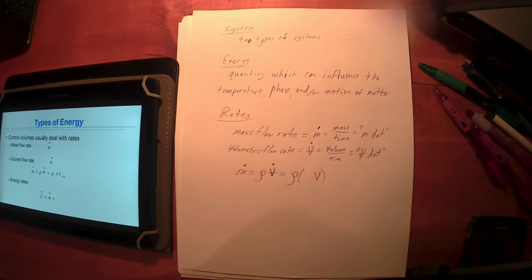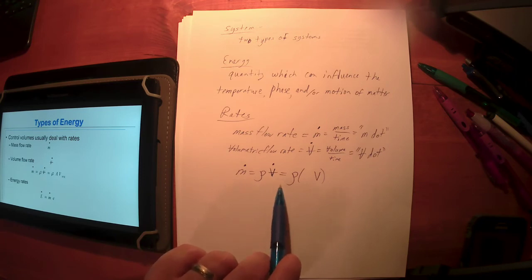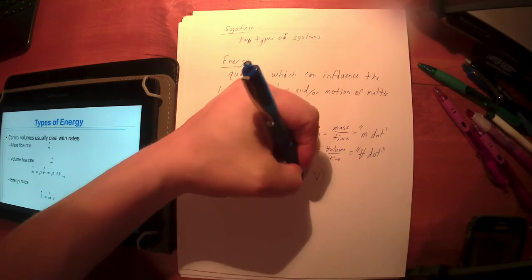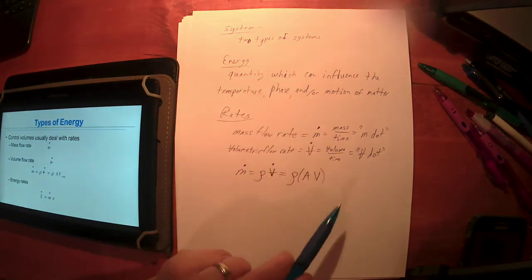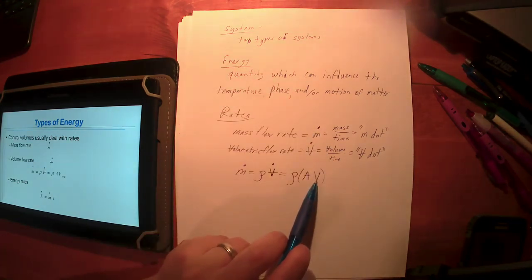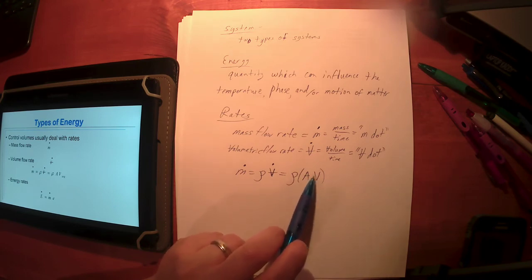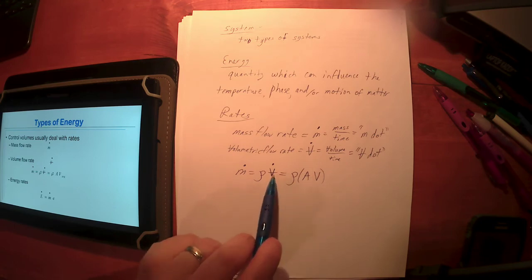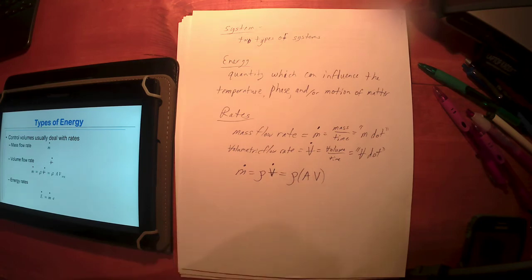Here I want volume per time. If area times length gives me a volume, what happens if I take an area times something that is length per time? Area times length gives me volume, so area times length per time gives me volume per time.